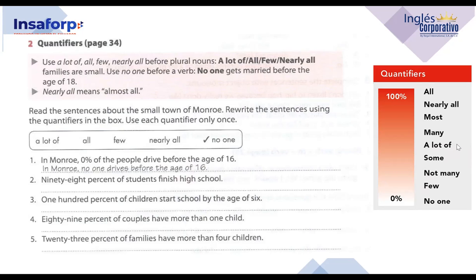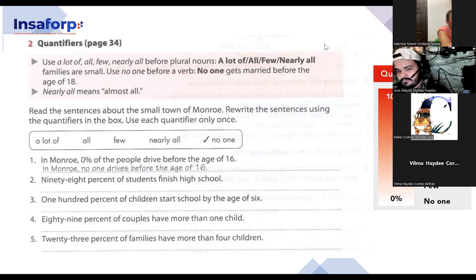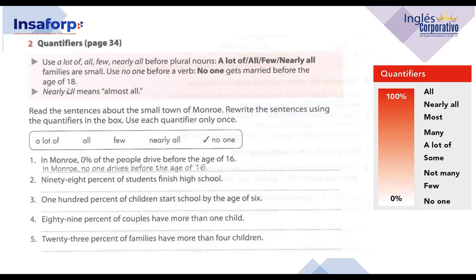Yes. Así como en simple present, ¿se acuerdan en simple present? Utilizábamos sometimes. Bueno, en este contexto es para decir las cantidades, right? Okay. So we use this vocabulary here to communicate that. Okay. Vamos con el number two. ¿Cómo quedaría el number two? José Antonio, what do you think number two?